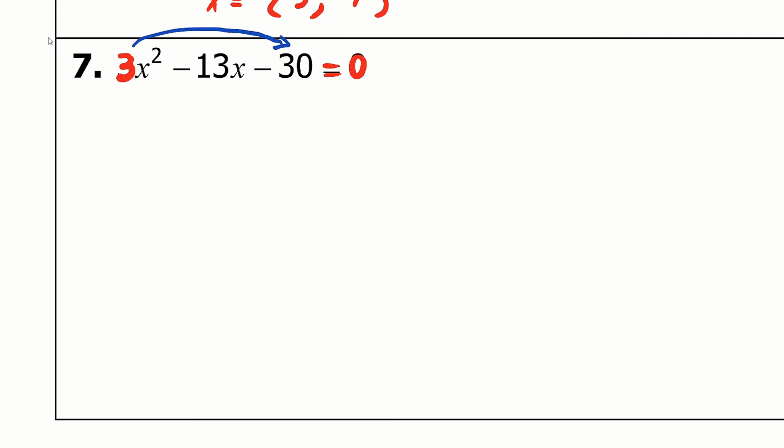So here's what we're going to do. We're going to ignore that 3, and we're just going to write x squared minus 13x, and then we're going to multiply. What is 3 times 30? Well, that is a 90. So we're going to have minus 90 here. And that's what we're factoring, okay? We're doing the over-under, so we've got to factor this. So we're going to factor it.